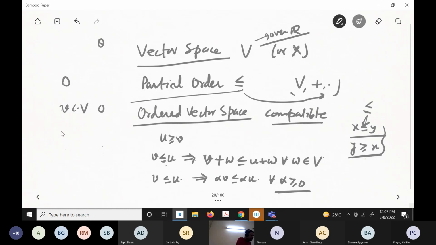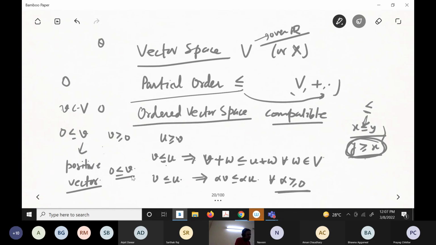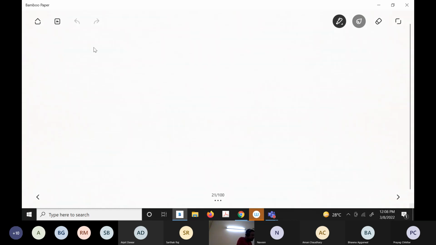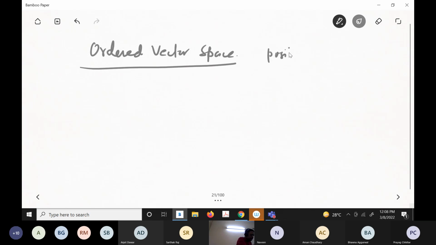But suppose you have this, in other words the alternate notation we often use, then it is called a positive vector. On the other hand, if you have this, then it is called a negative vector. If it's not comparable, that's fine, no problem. But if you have this, you call it a positive vector, and if you have this, you call it a negative vector. So in an ordered vector space, I have the concept of positive and negative vectors.